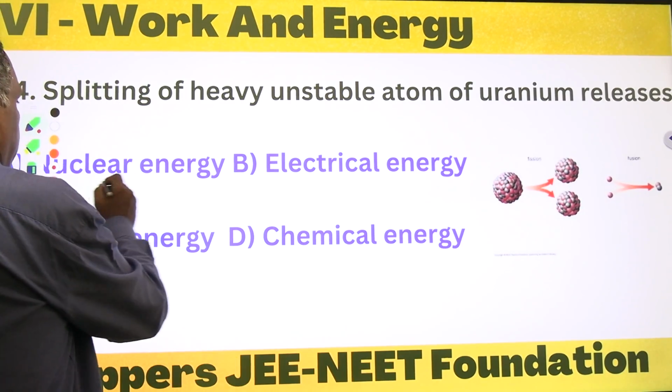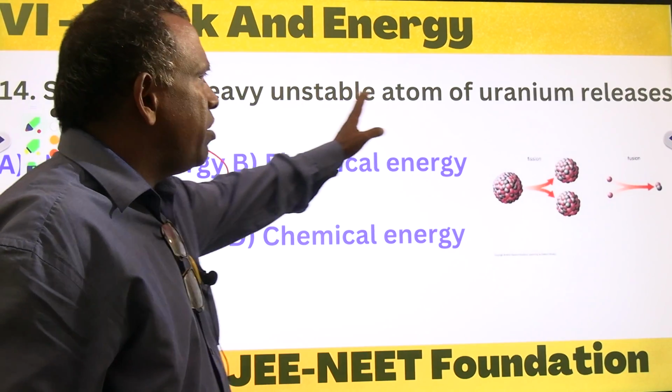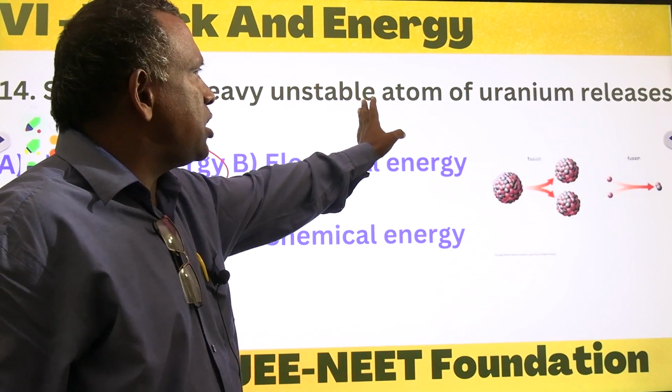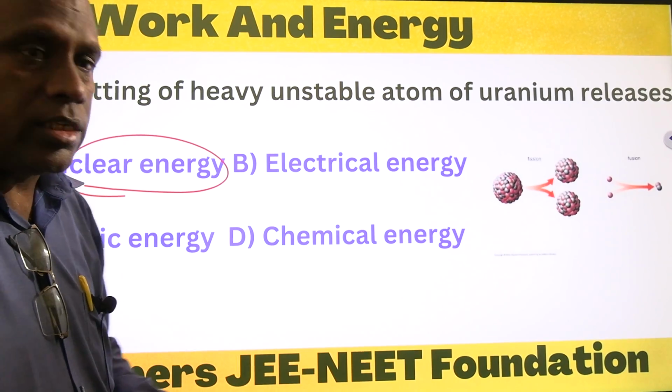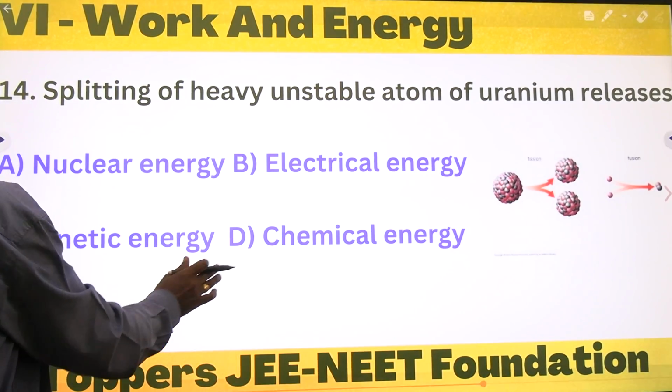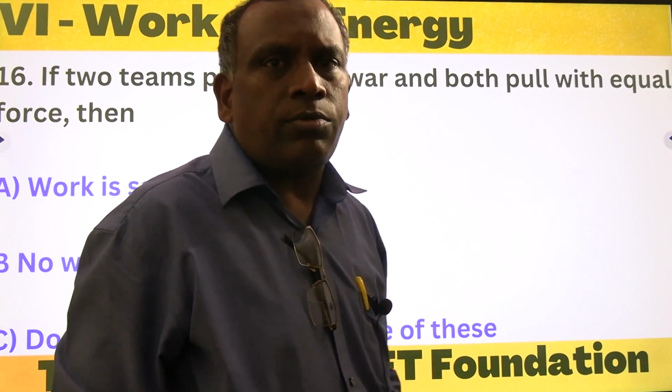See, nuclear energy is the correct answer for this question. A splitting of a heavy unstable atom produces nuclear energy. So the next question, the 15th question, is a repeated one, that's why I didn't take it.